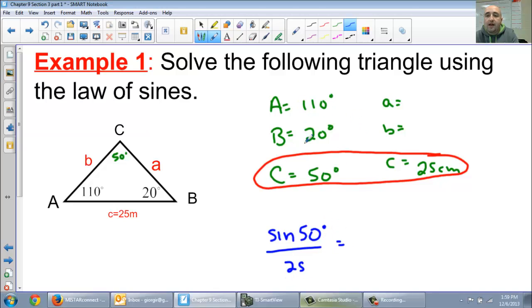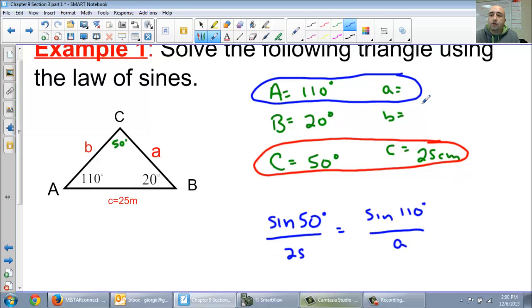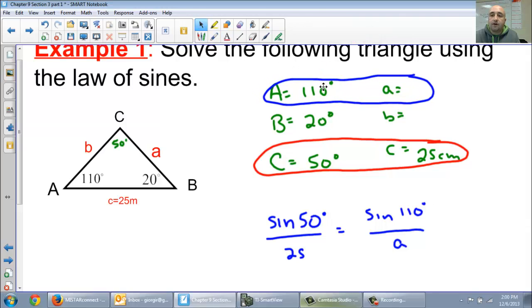is equal to, and then we're going to do one of these two. It really doesn't matter which one you pick to do first. I usually choose to do the bigger of the two, so we're going to do the bigger of the two first. So sine of 110 over little a, which we don't know. Look, we don't know angle A, or side A, sorry.